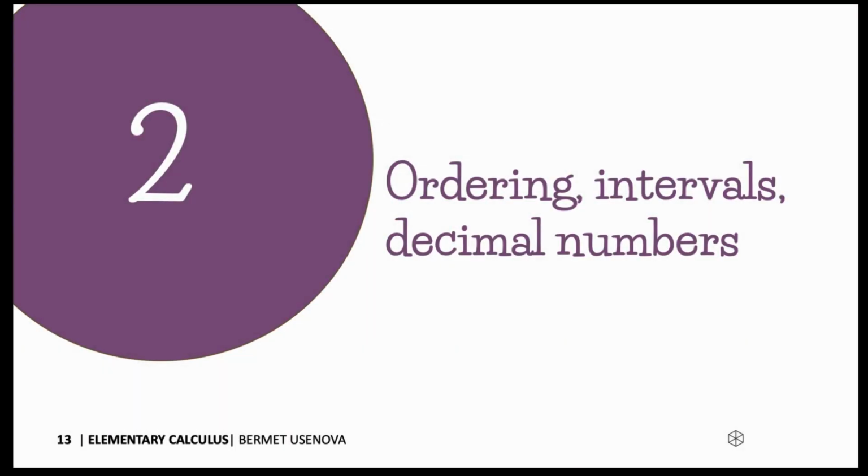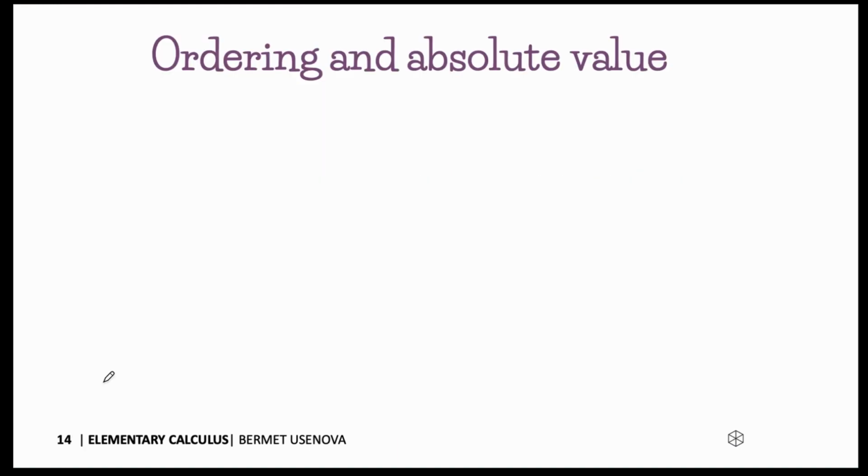In the next part, we're gonna talk about ordering intervals and decimal numbers. So let's get started. So what is ordering? We can order the real numbers that lie on the number line according to their size. So you remember our friend number line.